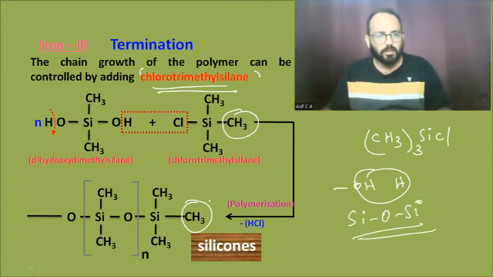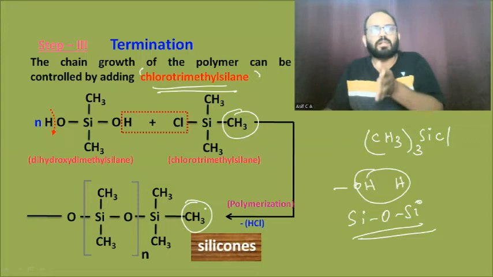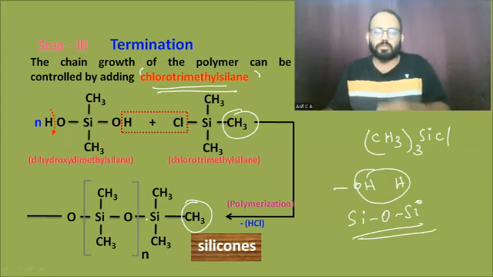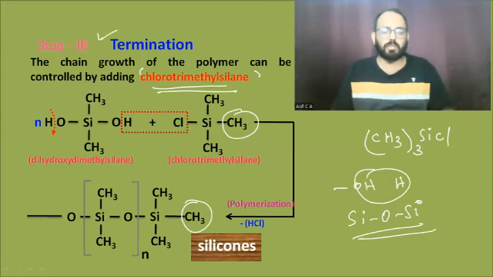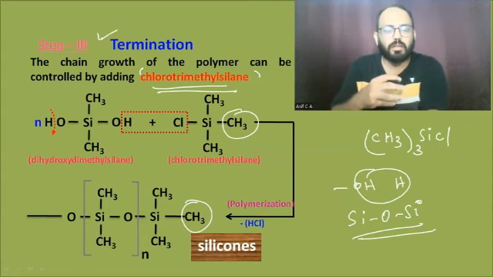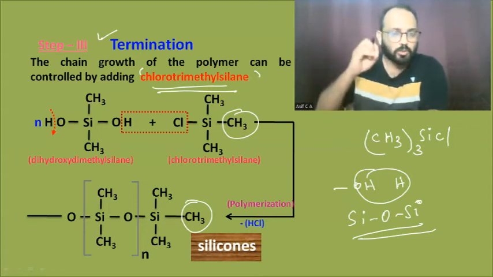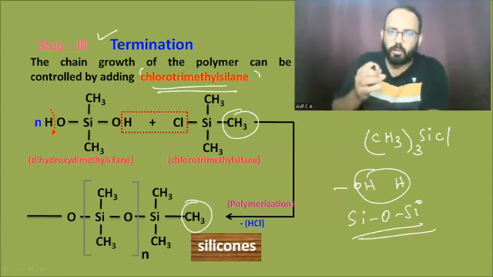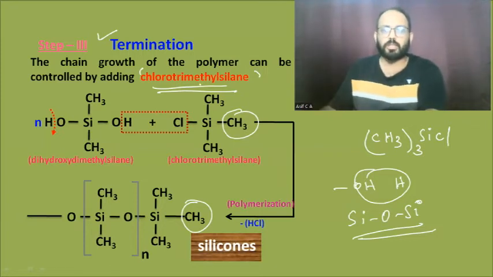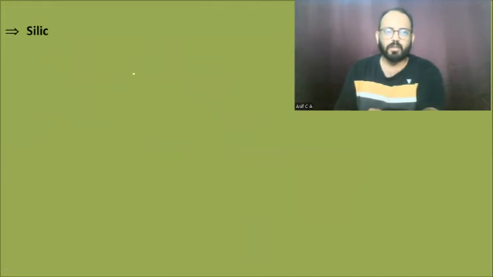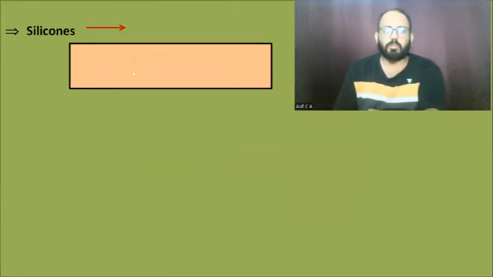But here the methyl group is terminating this reaction. So this is how we are going to do the termination. This is how we are preparing the silicones. So there are three steps: initiation, propagation, and termination. Termination பண்ணோம்னா யாரு வேணும்? Chlorotrimethylsilane. Okay. Now let us talk about some of the properties.